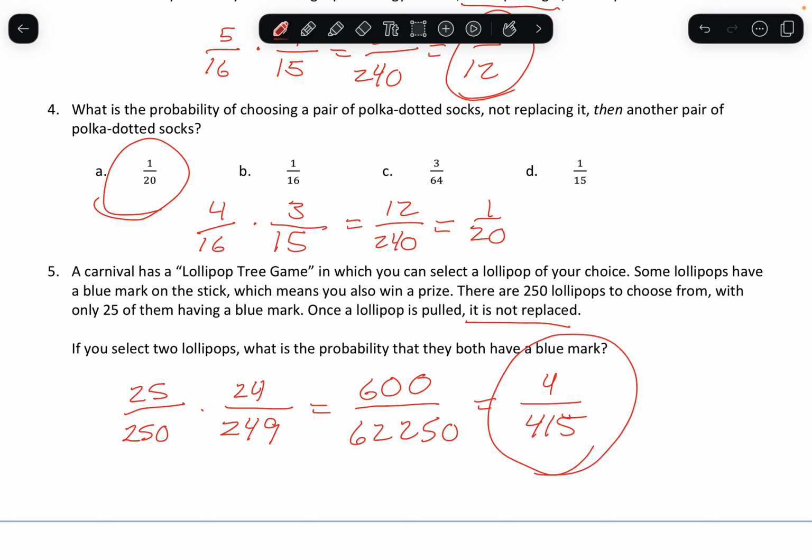Again, the idea there: this was the probability of a blue the first time, and then this was the probability of a blue the second time when you don't replace it.